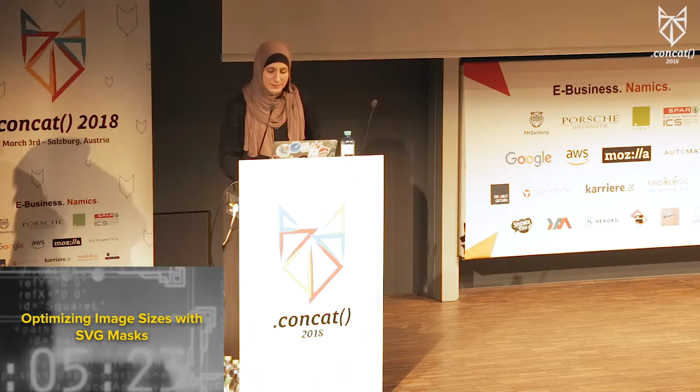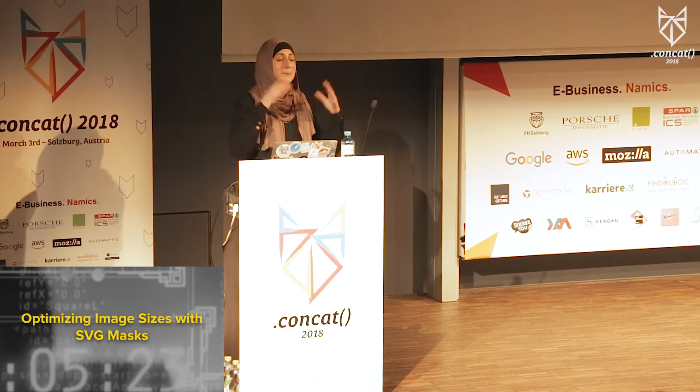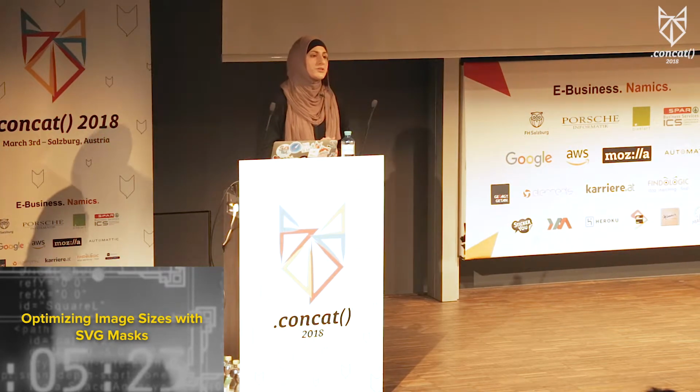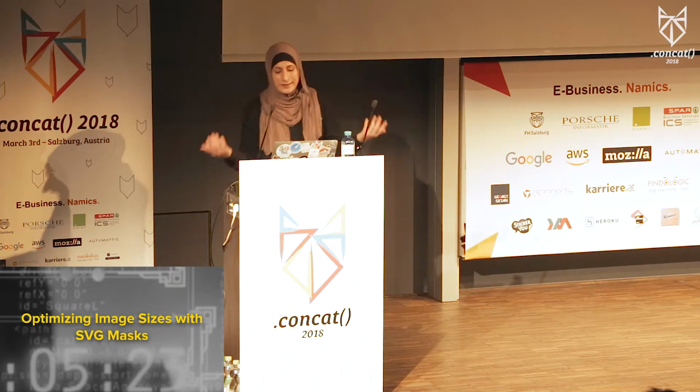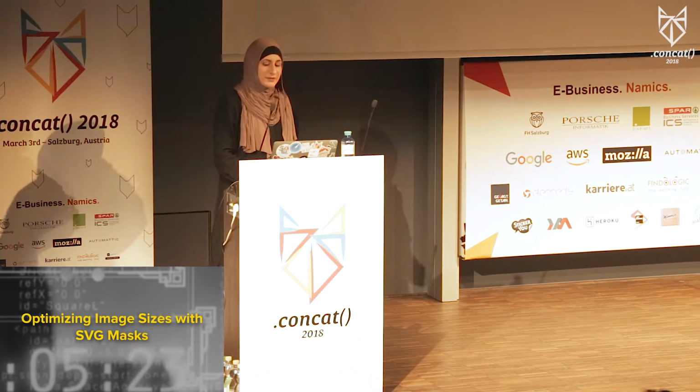So the idea behind this technique is to use an SVG mask to clip out the areas of the JPEG that you want to be transparent, and then you serve that JPEG itself.